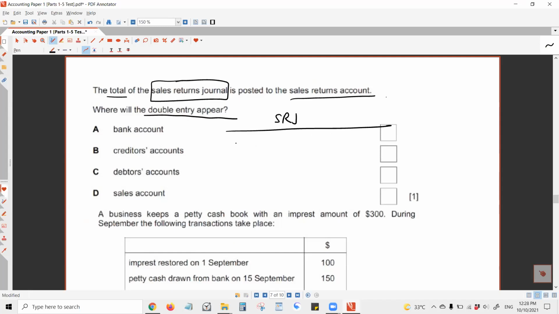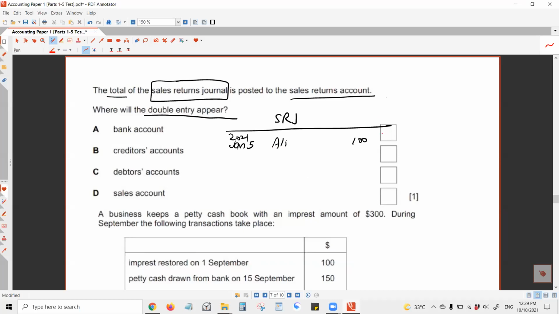Let's say you are doing it for January 2021. Whenever customers return goods to us, we will record it in the sales return journal. So let's say on the 5th of January, a customer named Ali returns goods to us, and the worth of the goods is 100. Ali is our customer, and he returned goods to us on the 5th.